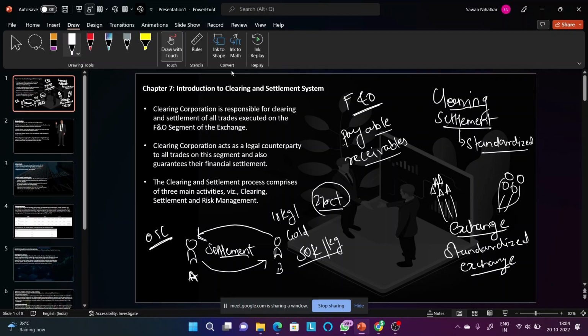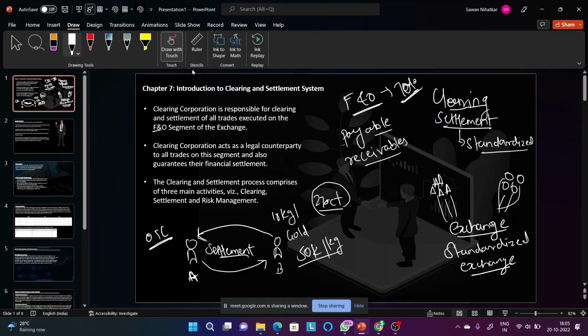Clearing corporation is responsible for clearing and settlement of all trades executed on the futures and options segment of the exchange. तो जैसे कि मैंने बोला कि ये exchange होता है. So this exchange is also what we call a clearing corporation. So the FNO segment, which I said has almost 70% of active day traders in the market and a lot of volume, is a completely different segment of the exchange, and there is a clearing corporation.